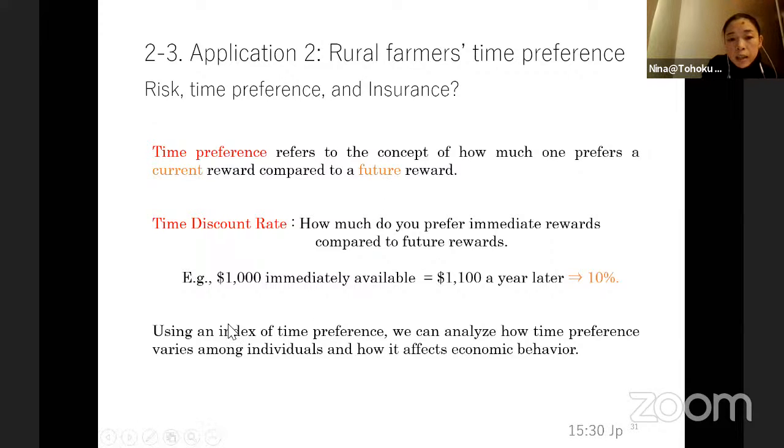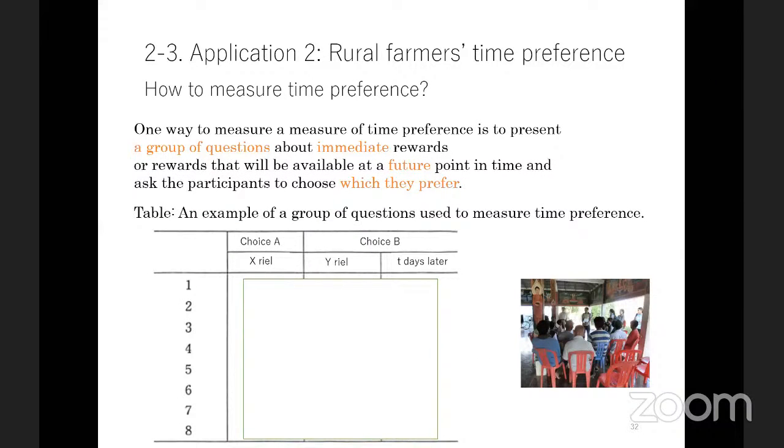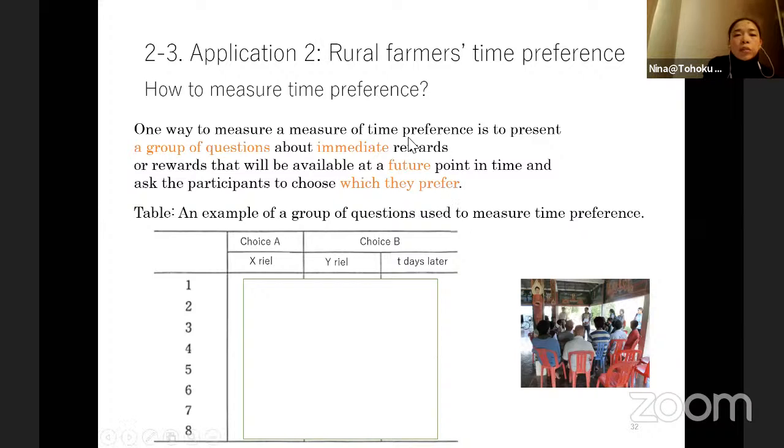And using an index of time preference, we can analyze how time preference varies among individuals, the determinants of time preference, and how it affects economic behavior, actual economic transactions. Okay, so the concept is like this, and how to measure, how to get the index. One way to measure the index of time preference is to present a group of questions about immediate rewards or rewards that will be available at a future point in time, and ask the participants to choose which they prefer.